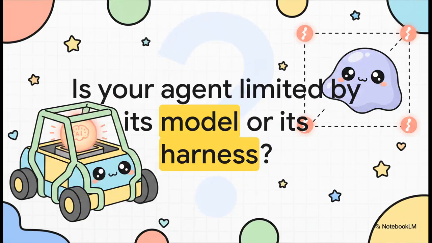Ultimately, true autonomy isn't just about the intelligence of the AI engine. It's about the durability, the safety, and the fixed architecture of the car you've constructed around it to let it drive. So as you go back and look at your own architectural deployments, I want to leave you with this final thought. Is your agent really limited by its model, or is it limited by the harness you built for it?